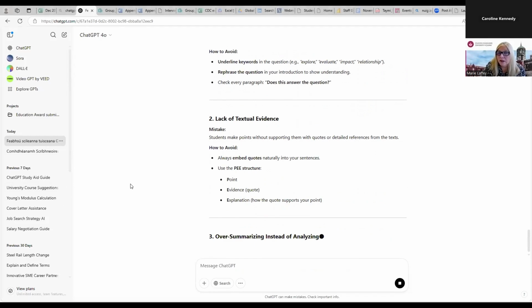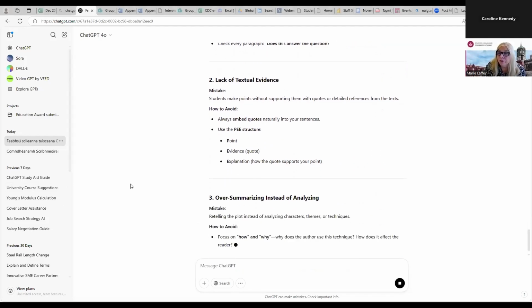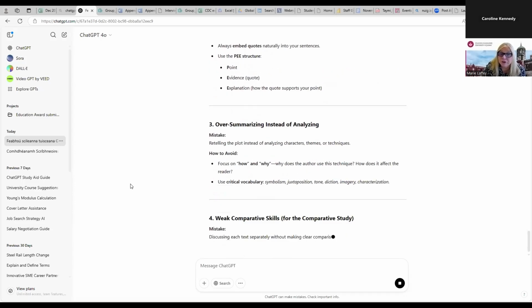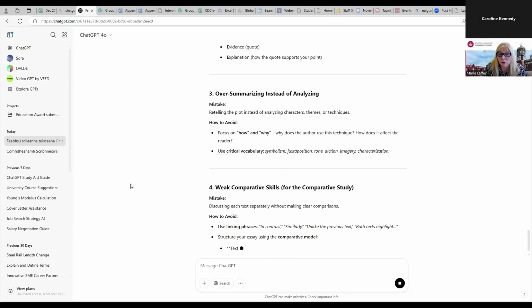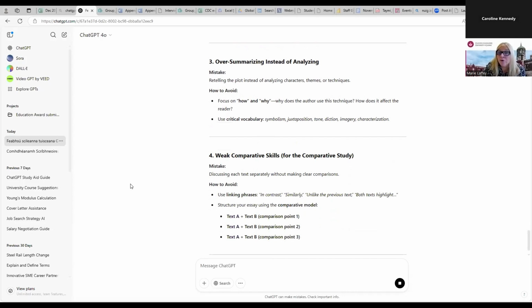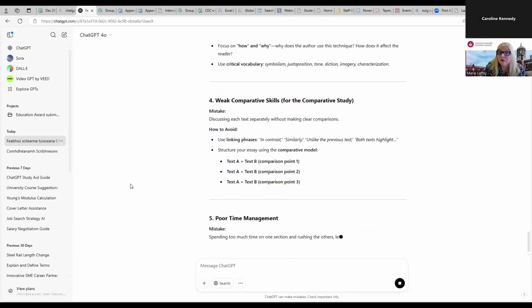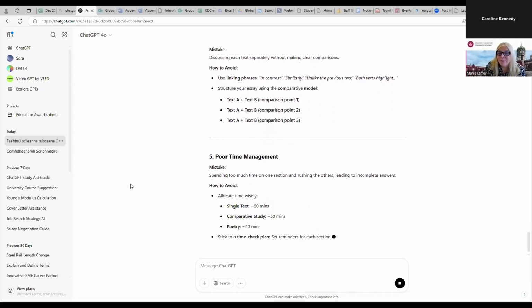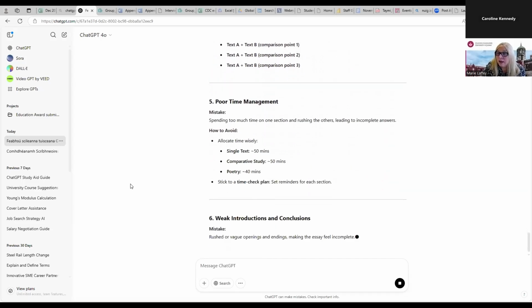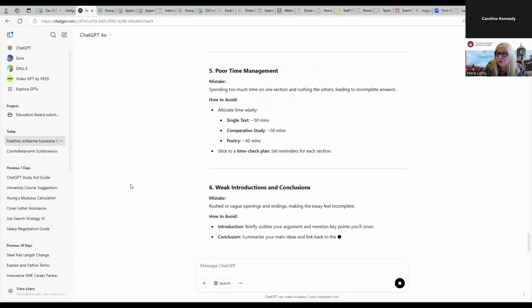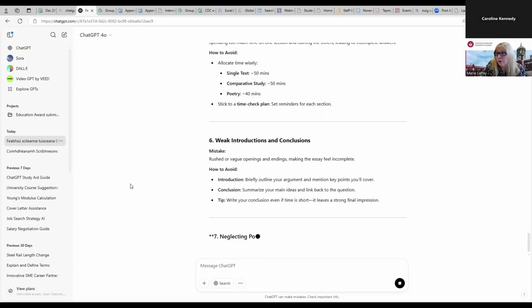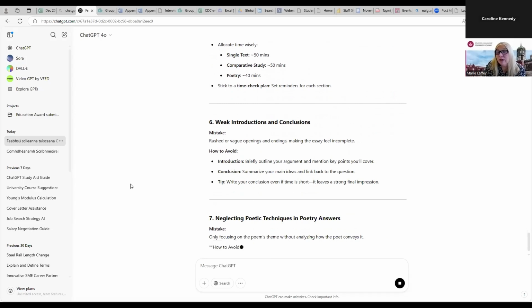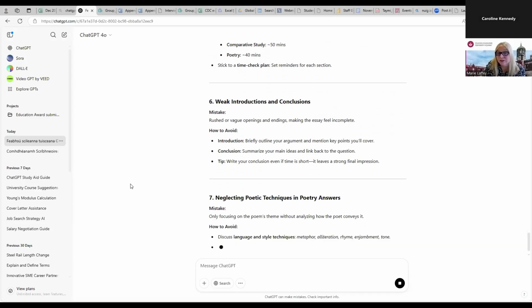So you see there, underlying keywords, students make points, they don't support them with references, they just embed it using the PE structure. I'm sure you're all aware of that. Over-summarizing instead of analyzing, so focusing on the why and the how, not the what. And so it's giving you lots of information there around how you can avoid those common mistakes, so that when you're answering questions on English Paper 2, you're getting really good guidance around how to do that.